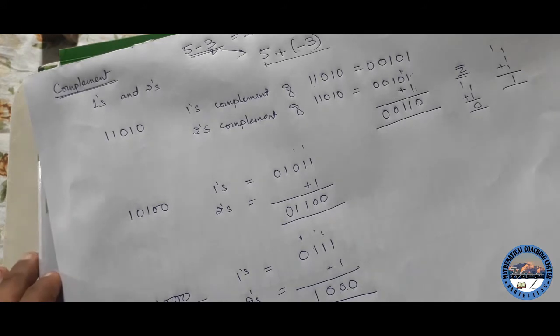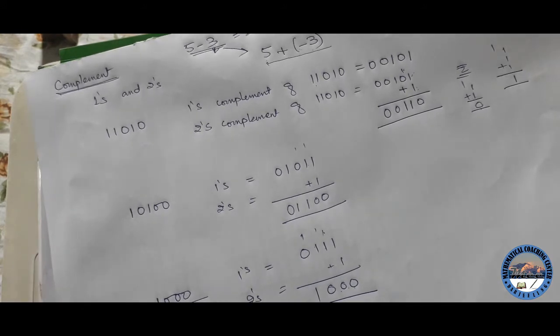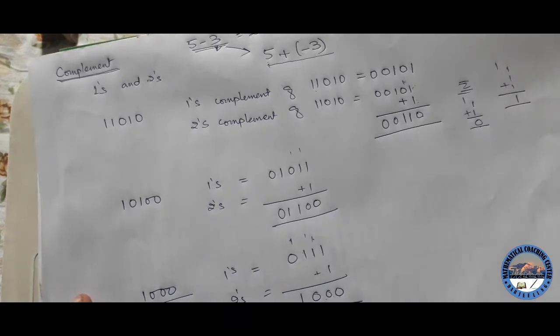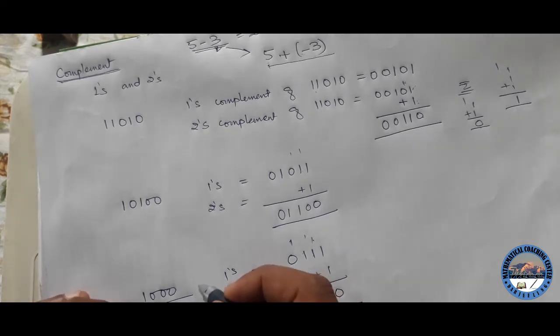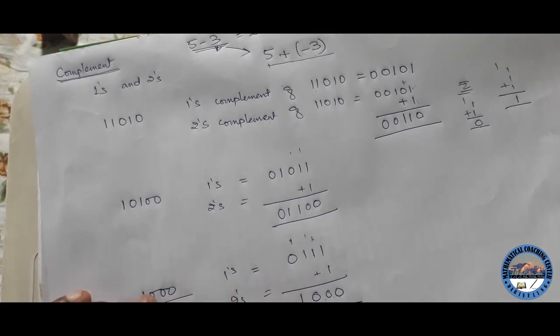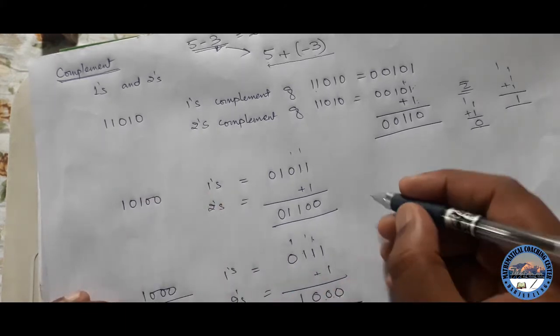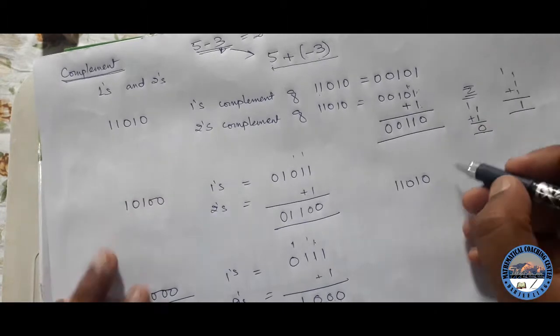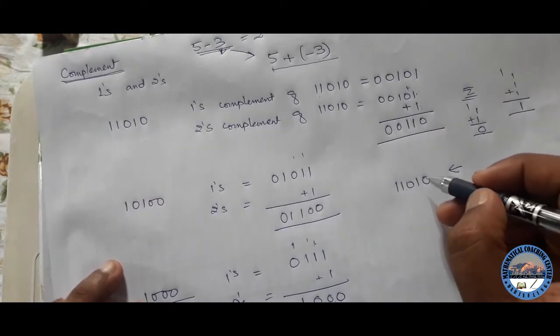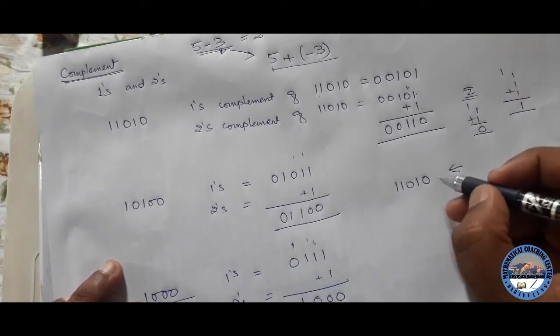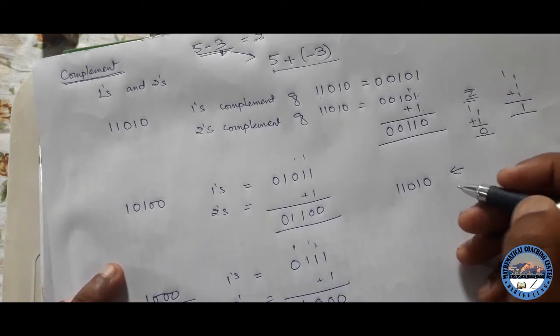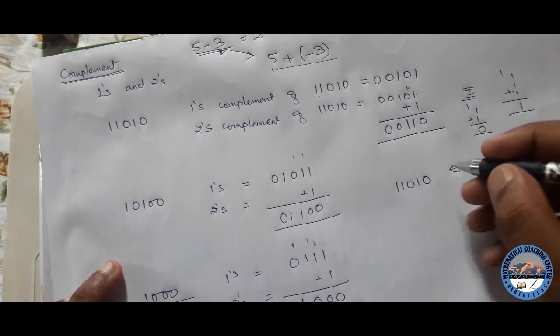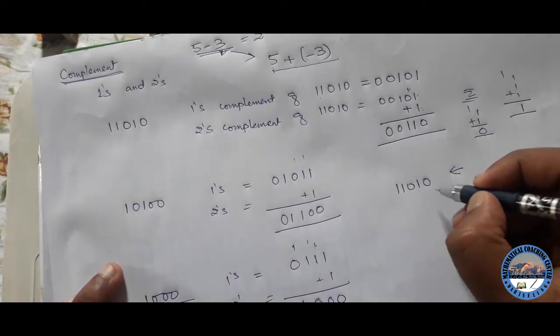Now there is another method of finding the twos complement, the direct method, the shortcut method. For finding the twos complement, we search from the right side. Until we get the first one, we will copy the same digits as they are. For example, let me take the first number, 11010. Check from the right side, we copy the digits the same till we get the first one, means till here.